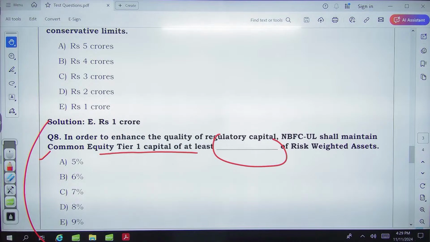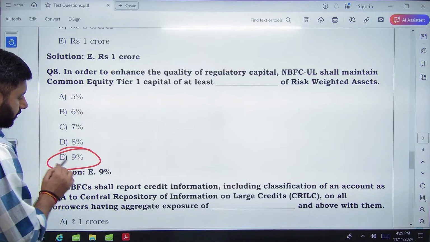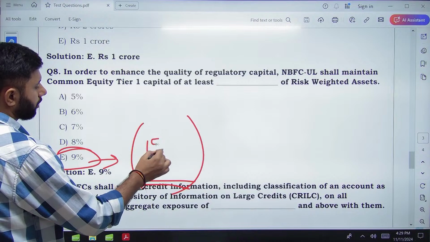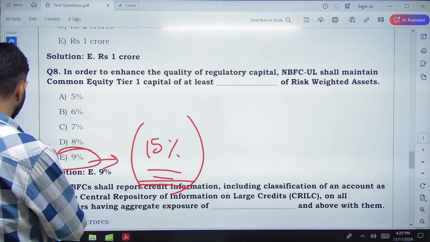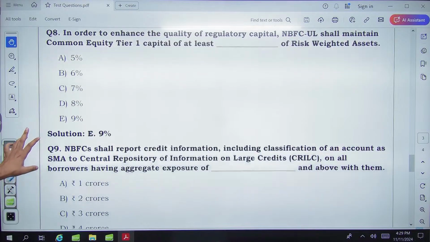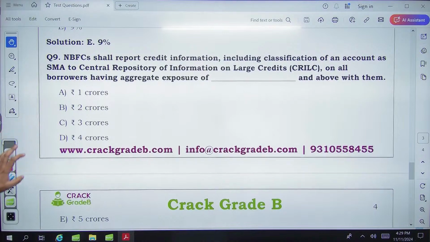The correct answer is 9%. 9% इसका वो है, ठीक है. Overall, most of the things that we've seen in context of CRAR requirement and other requirements वो nearby 15% के आसपास पहुंच चुके हैं. Nevertheless, let's try to do this question.